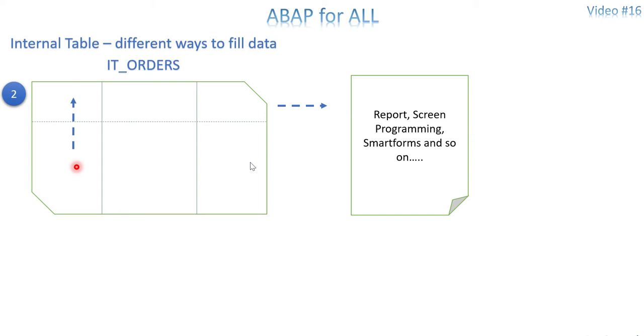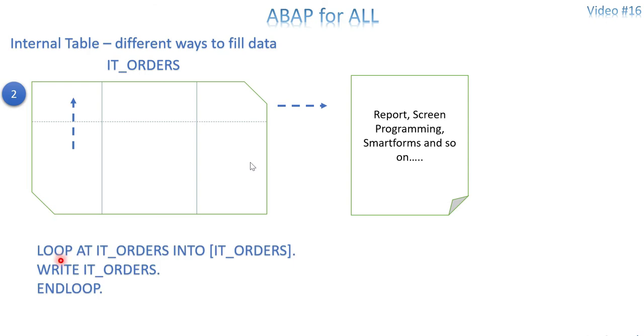If you want to pass the information from this IT underscore orders, an internal table along with inbuilt header line, loop at IT orders into IT orders, like loop at body into header line. Here body and header line are the same, so it's optional. You don't need to mention it explicitly, it will identify implicitly. So loop at IT underscore orders dot, meaning it has body as well as inbuilt header line, and here the write header line is also the same, and end loop.